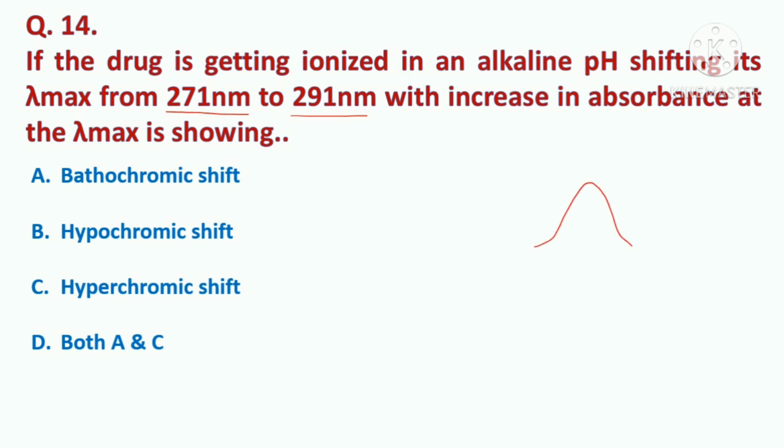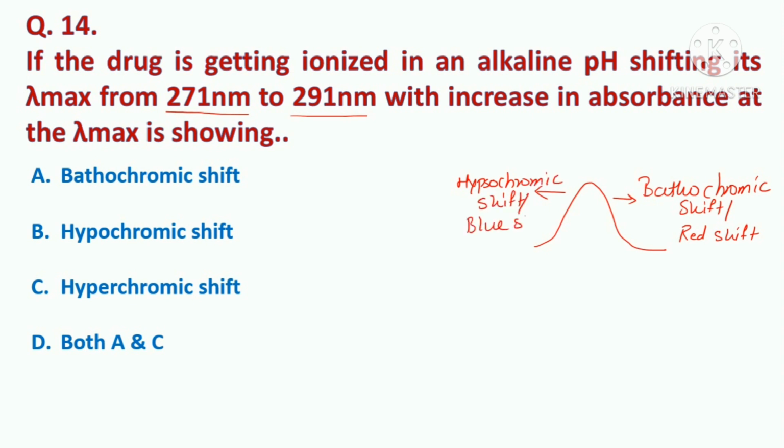So you have studied in the theory. Here we have bathochromic shift, which is also referred to as red shift. On this side we have hypsochromic shift, which is also referred to as blue shift. And here on the top we have hyperchromic shift, and to the down we have hypochromic shift. So if the drug absorbance is getting increased than the previous, it is known as hyperchromic. If it is less, it is hypochromic.